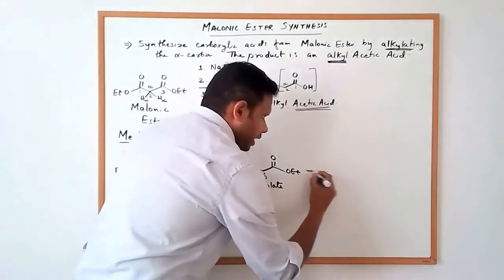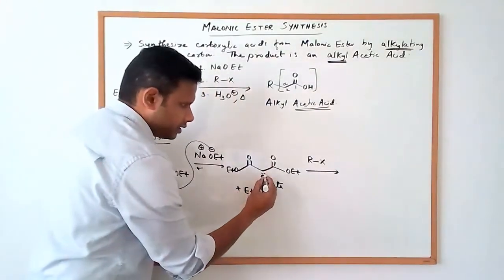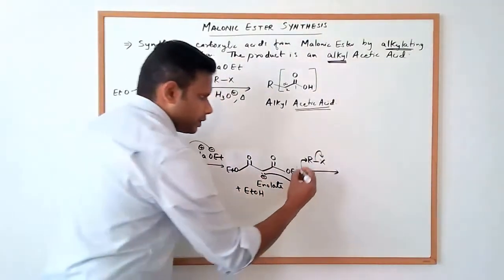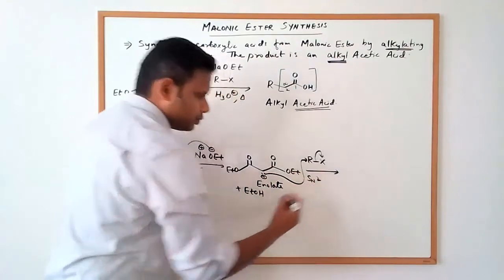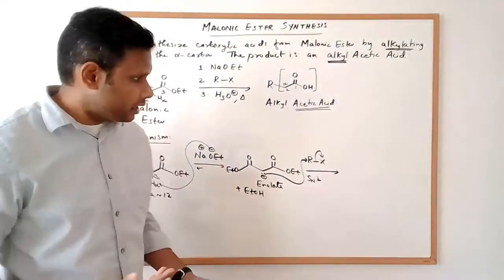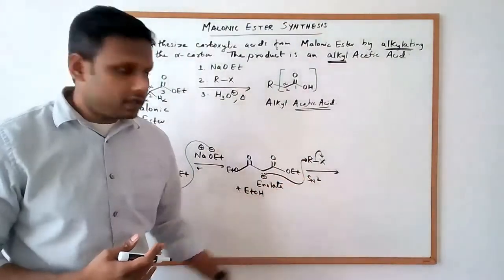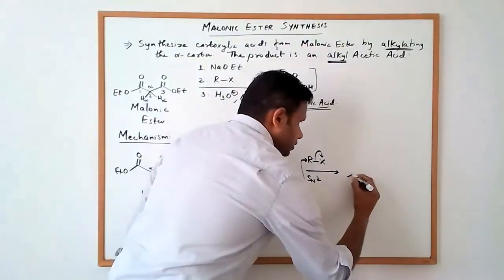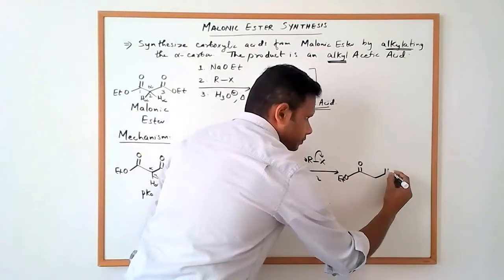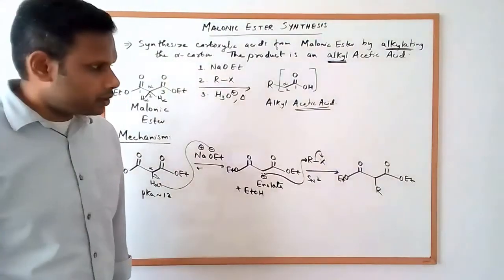Second, we react this with alkyl halide. So when we react with the alkyl halide, the enolate being a nucleophile would attack the R group. This reaction here is an SN2 type of attack. So that means it works best with methyl or primary alkyl halides. So all of the limitations of SN2 reactions are applicable here. So we do that, and this would give us the substituted malonic ester.